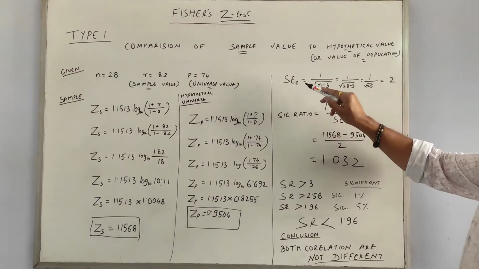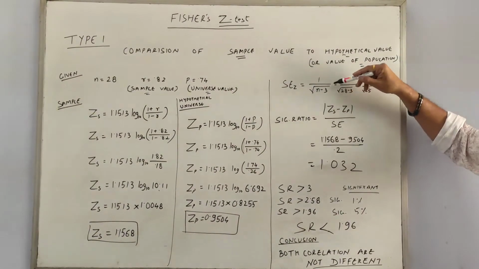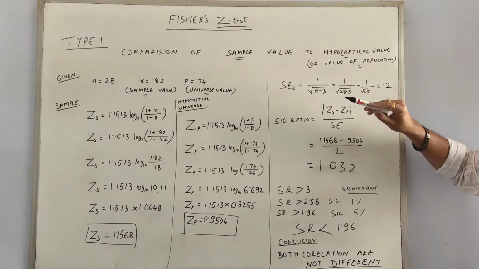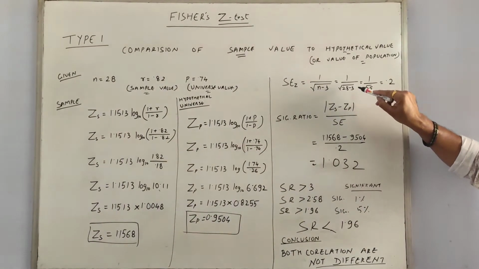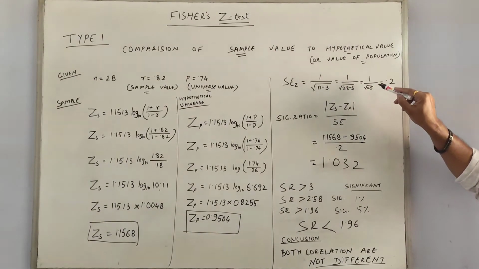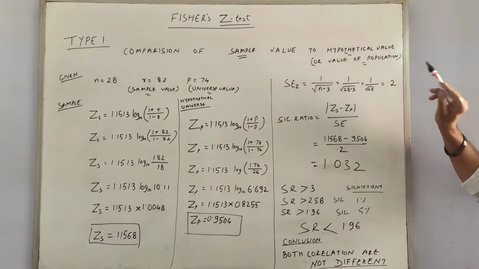Then the standard error of Z is 1 by under root of n minus 3. That I had already explained, and it is clear to you. So that is coming to 28 minus 3, that is root 25, that is 5. 1 by 5 is 0.2.